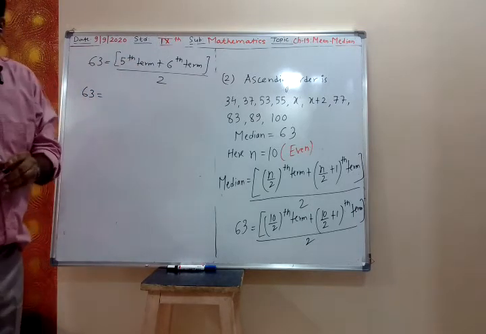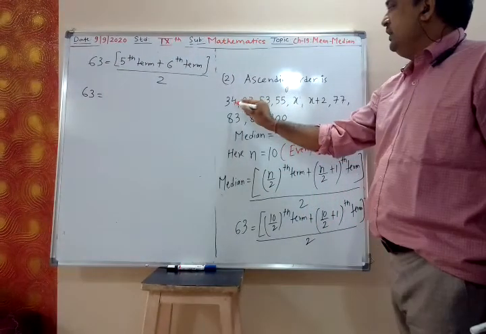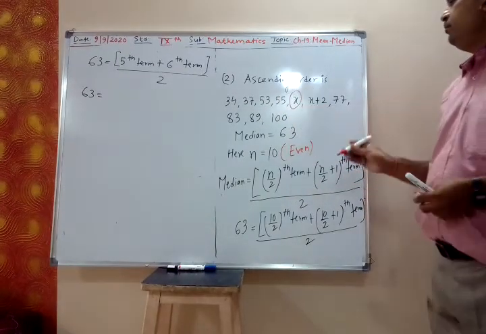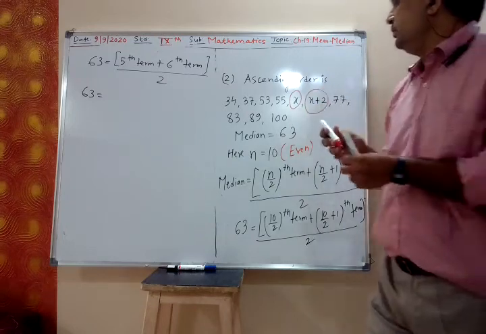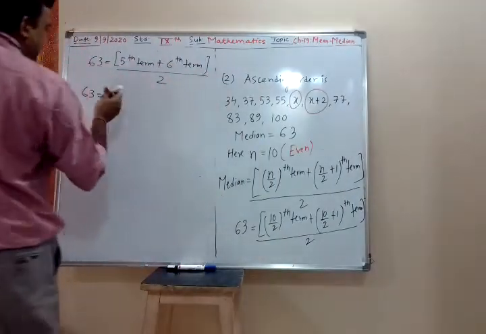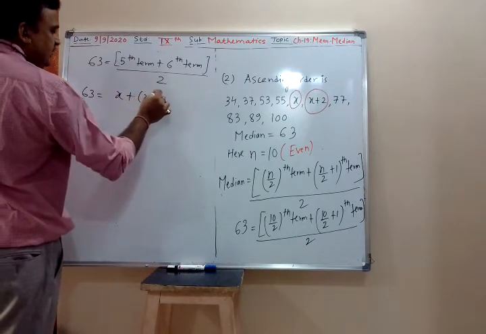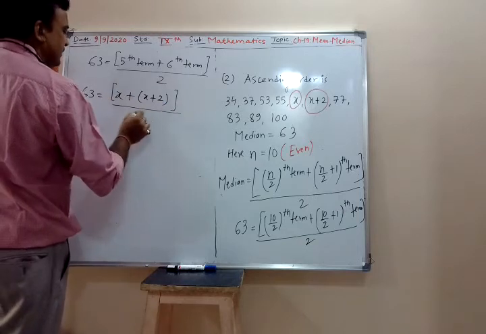Now what is the 5th term? From left we see the 5th term. So 1, 2, 3, 4, 5. This is my 5th term. And what is my 6th term? x plus 2. So 5th term is x, 6th term is x plus 2. So x plus x plus 2, divided by 2.